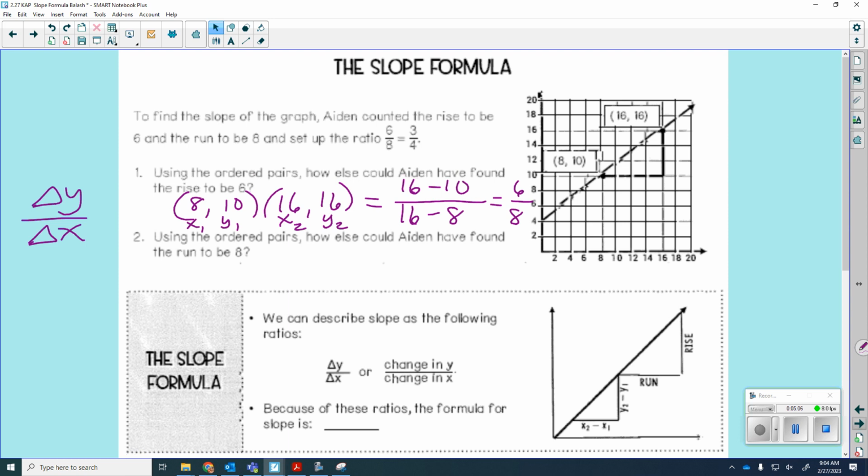In case you get asked that like on a test question. It says, using the ordered pairs, how else could he have found the run to be 8? Oh, well, I kind of did it all. My bad. Over here, they were just asking for the rise to be 6, and over here, run to be 8. Oops, my bad. I combined it. Okay, but we already did it all in one question.